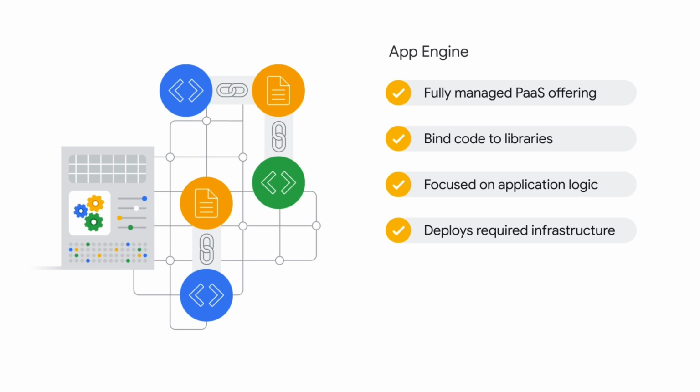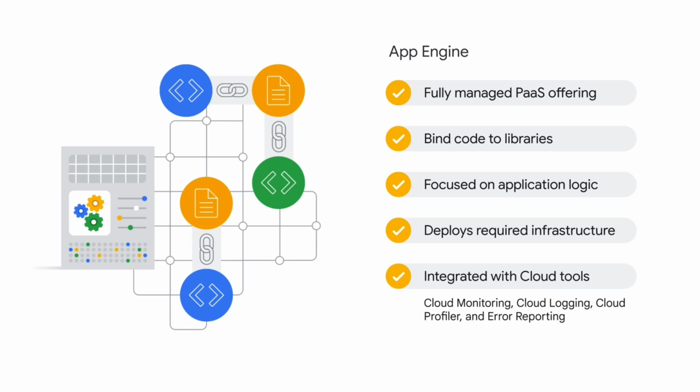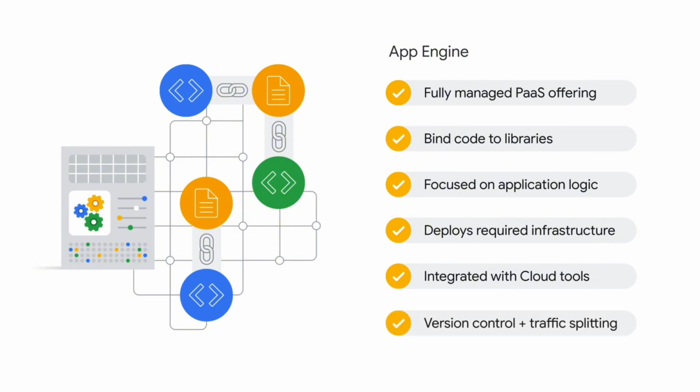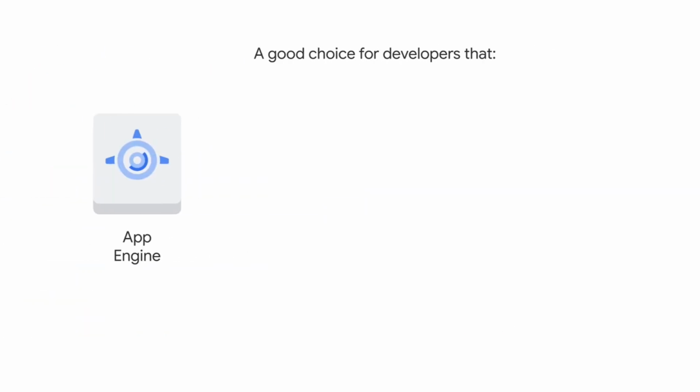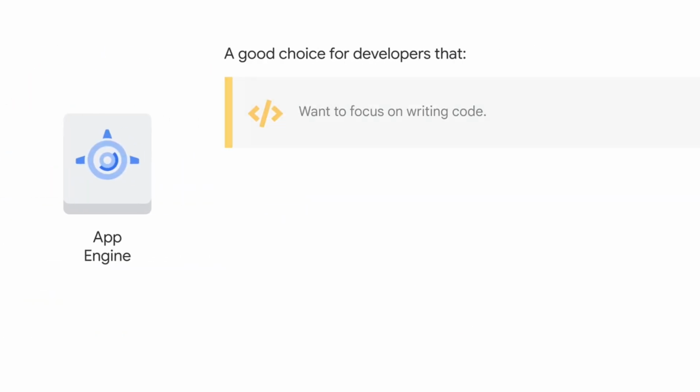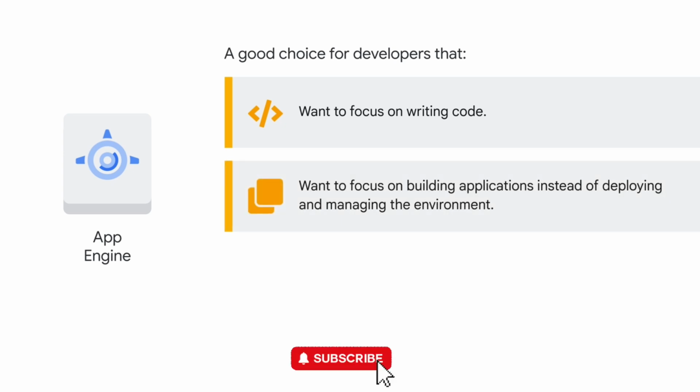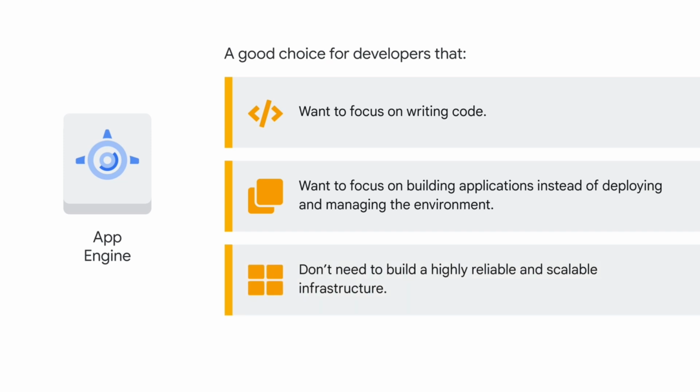It supports popular languages like Java, Node.js, Python, PHP, C#, .NET, Ruby, and Go, and can also be used to run container workloads. App Engine is closely integrated with cloud monitoring, cloud logging, cloud profiler, and error reporting. App Engine also supports version control and traffic splitting. App Engine is a good choice for developers that want to focus on writing code, want to focus on building applications instead of deploying and managing the environment, and don't need to build a highly reliable and scalable infrastructure.